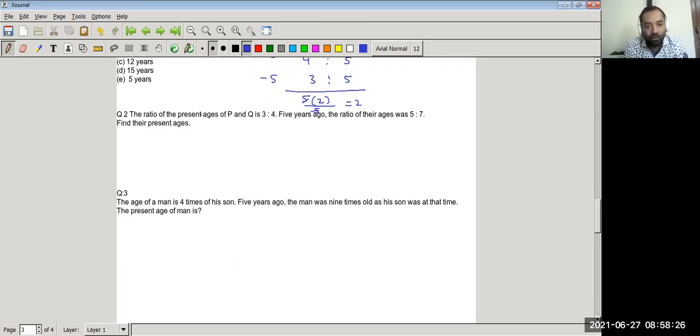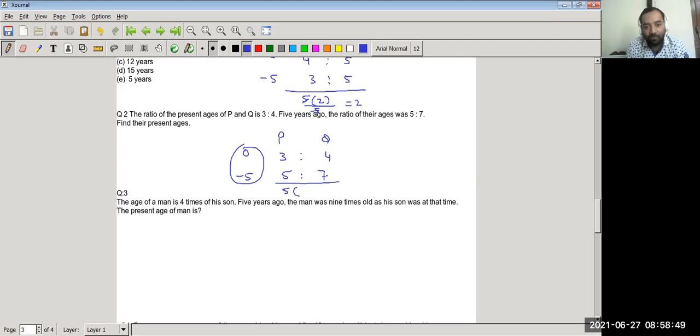How quickly we can find the ratio of present age of P and Q. So P and Q are given. Present age means 0. We can write 3:4. 5 years ago means minus 5. The ratio of their ages was 5:7. Now we have to find the present age. What is the gap? This gap is 5 years.